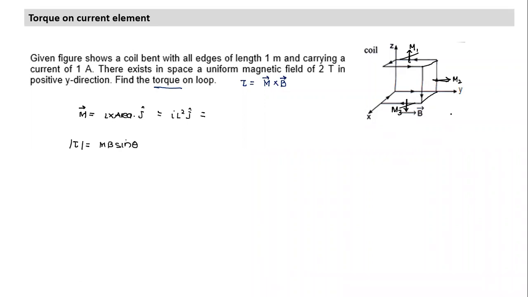What is theta here? This is the B vector. This is the m vector, and the B vector is in the same direction. Since theta is equal to 0, torque will become 0. Suppose I change this question, I change the second part. If B is given as 3 i cap plus 4 j cap, in that case, what will be the torque?